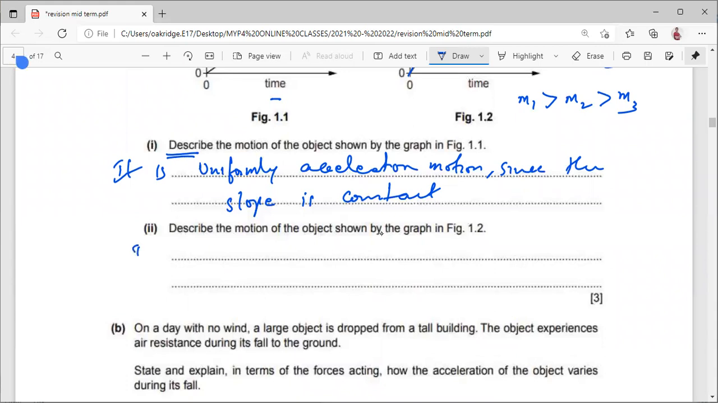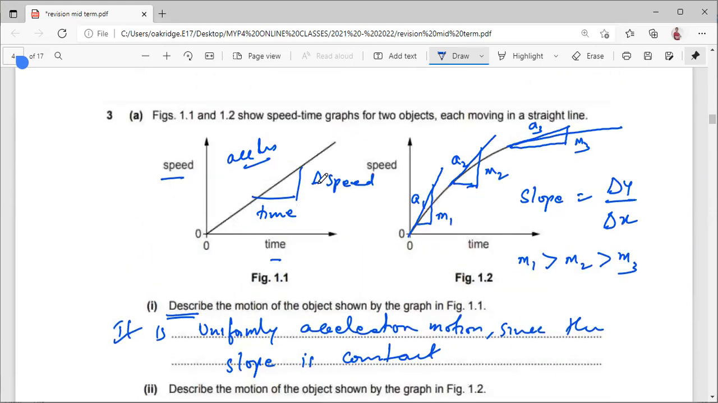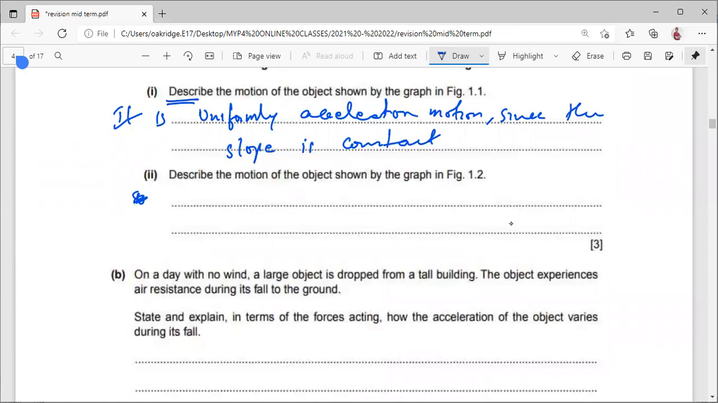Okay, so is this uniform? You see here, when I talk about uniform, the acceleration will remain a constant. Here the acceleration is not a constant. So you have to write two things over here. First is this is a non-uniform motion and the particle is decelerating.